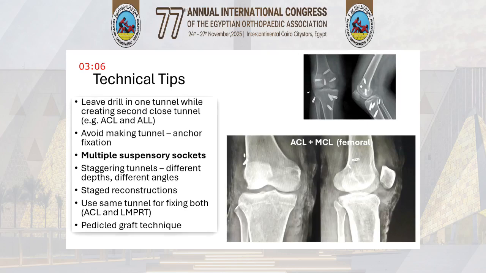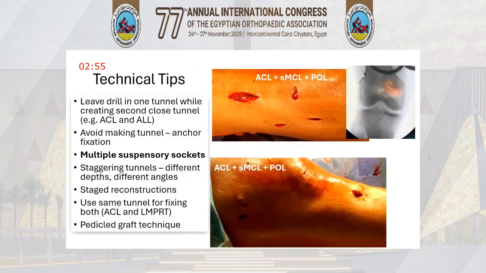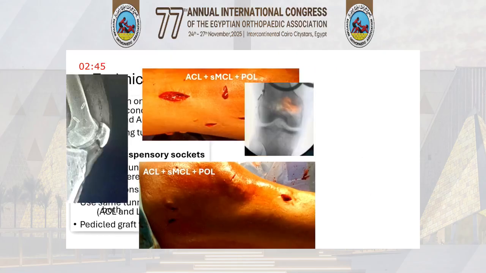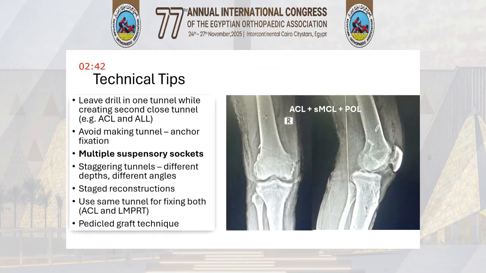So this is one ACL plus superficial MCL plus posterior oblique ligament. You can see just 2 buttons, one for ACL and the other for MCL on the femoral side. There are multiple options available here, and they may be done minimally invasive too, identifying the spots using a C-arm and placing them. You can see the pictures from the medial and the lateral side for 3 ligament reconstructions.